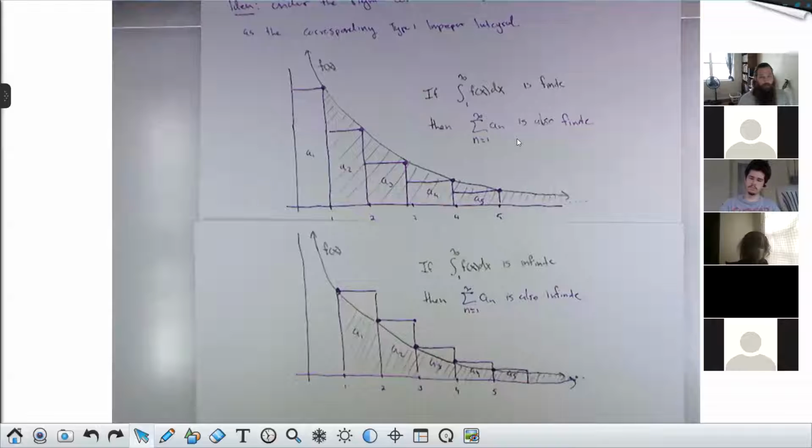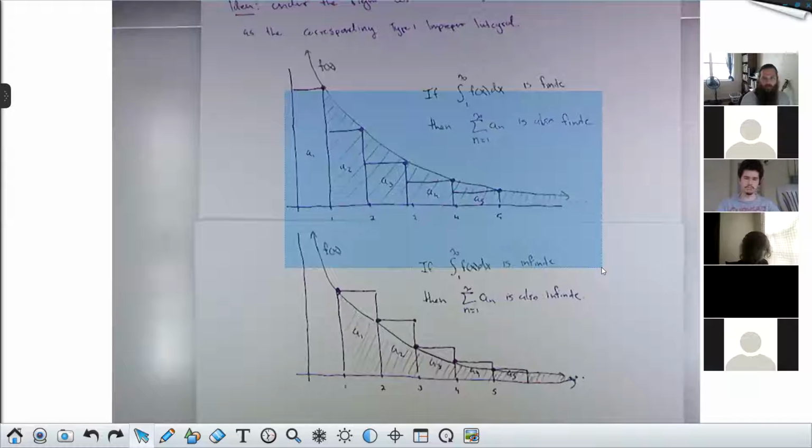So this is the idea, right? If the integral is finite, the series is finite. If the integral is infinite, the series is infinite. And the way to get each one is by thinking about left-hand Riemann sums versus right-hand Riemann sums. Up here I'm talking about a right-hand Riemann sum. So I'm thinking of the sum of a_n as being a right-hand Riemann sum for this integral with delta x equal to 1.